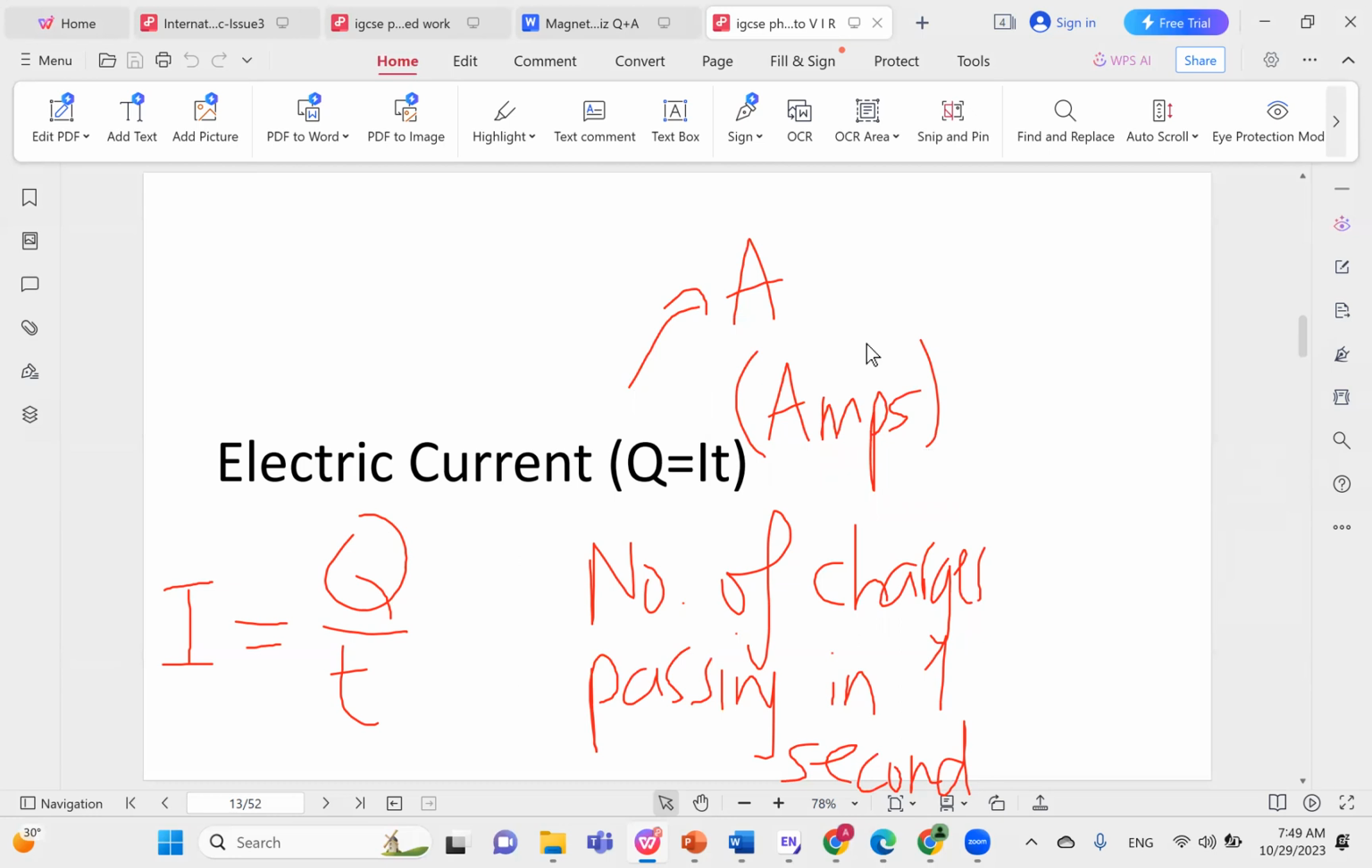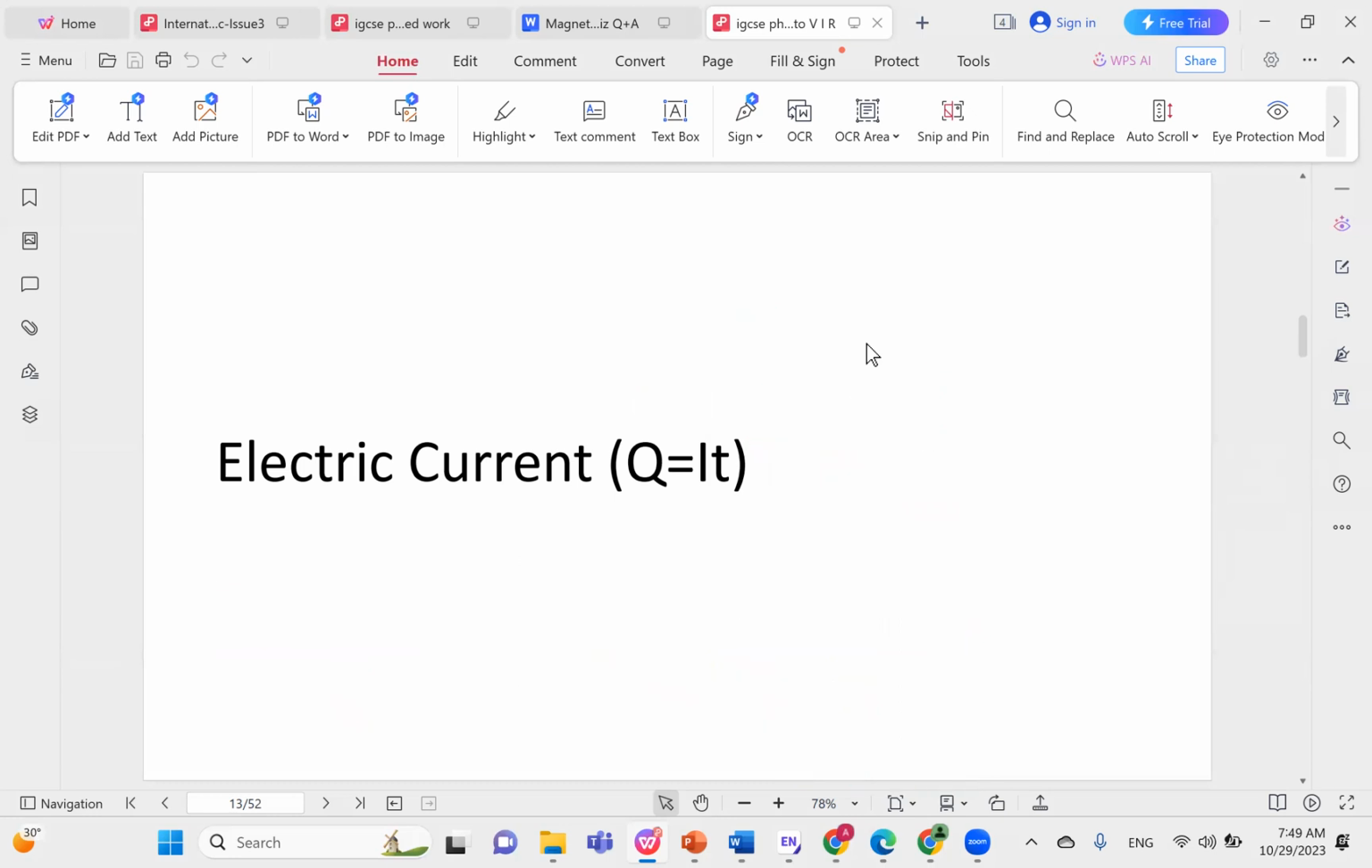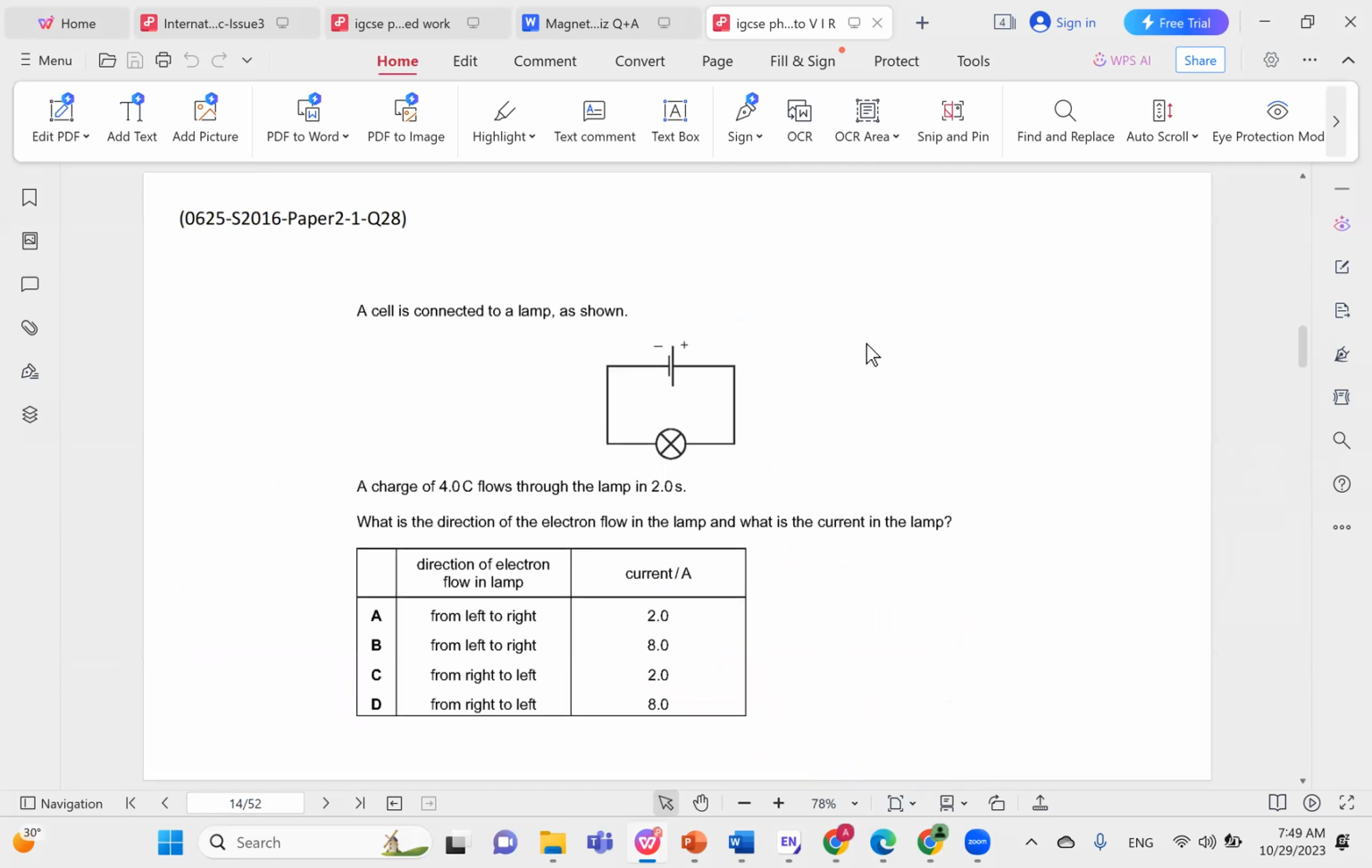Let's check out some questions. So a cell is connected to a lamp as shown. A charge of 4 coulombs flows through the lamp in 2 seconds. What is the direction of the electron flow in the lamp, and what is the current in the lamp?